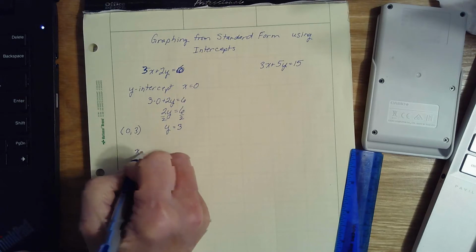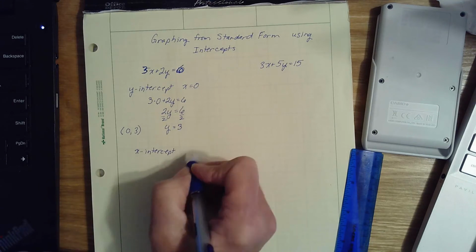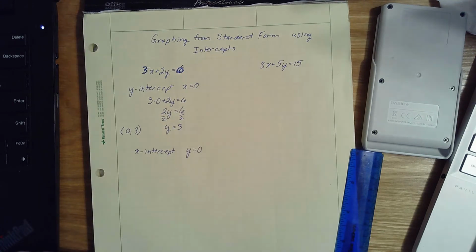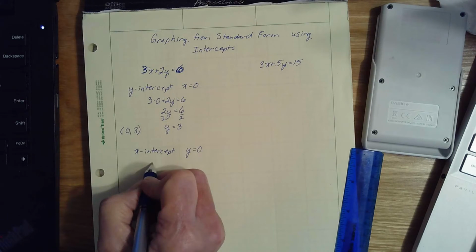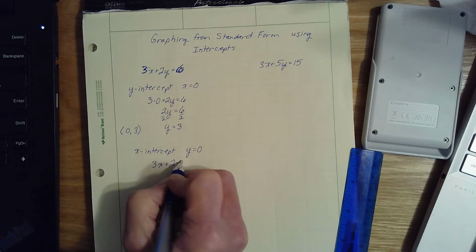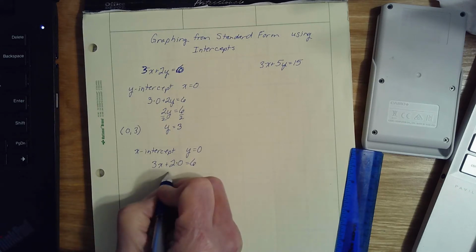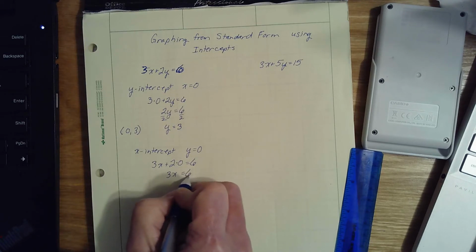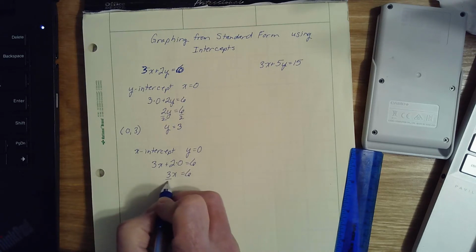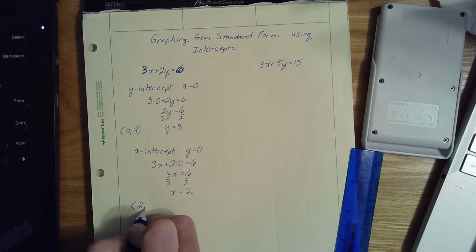Next, I want to know what my x-intercept would be, and that occurs when y equals 0. So I am going to now substitute. So 3 times x plus 2 times 0 equals 6. This term is 0, so I'm left with 3x equals 6. When I simplify, I will divide both sides by 3, and x equals 2. And I have now got the coordinate pair of 2, 0.